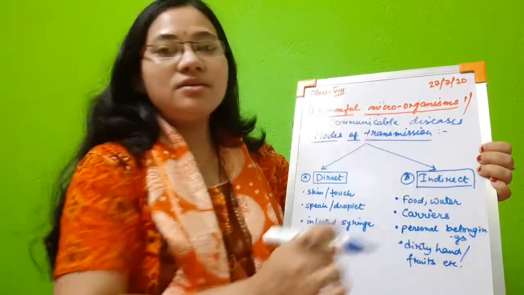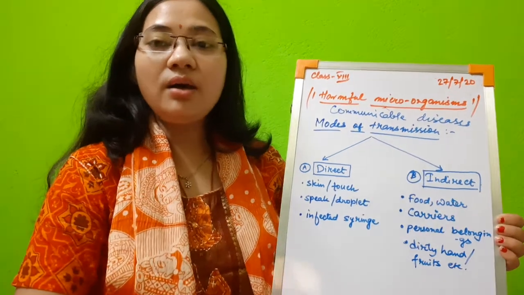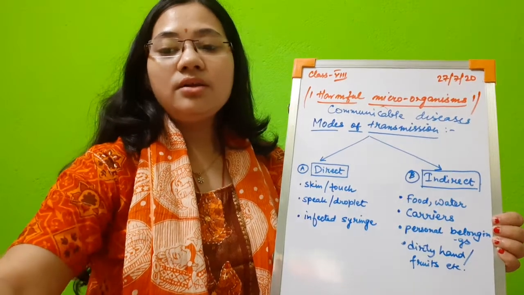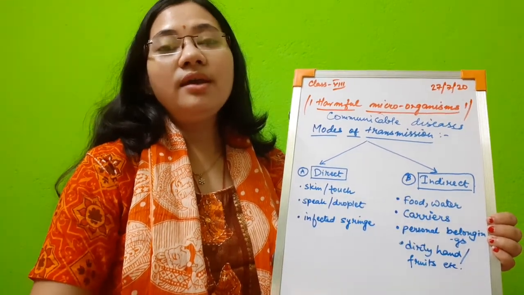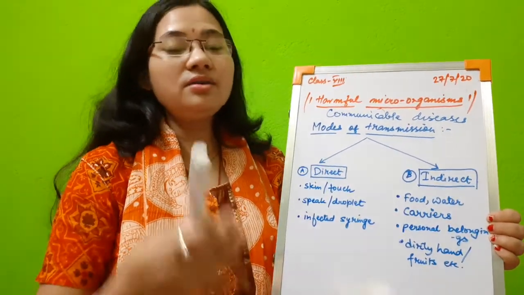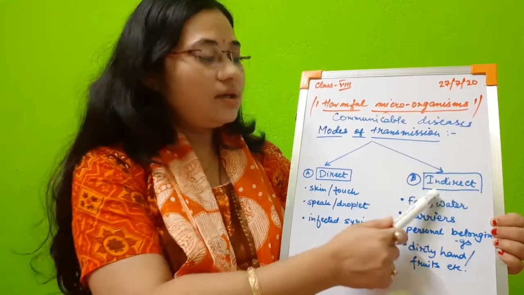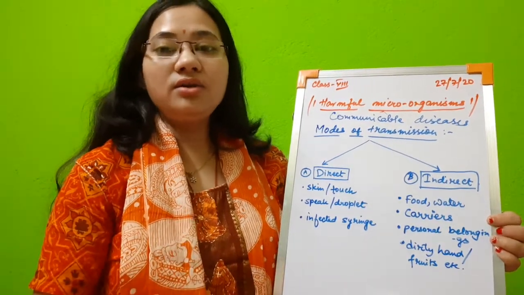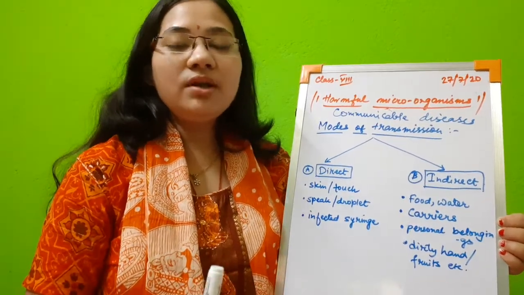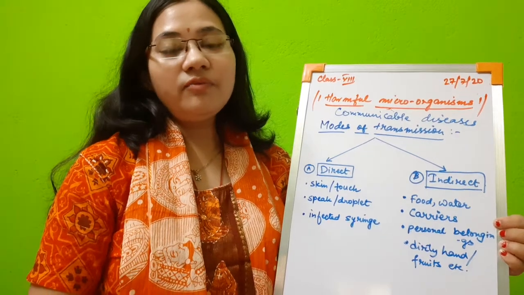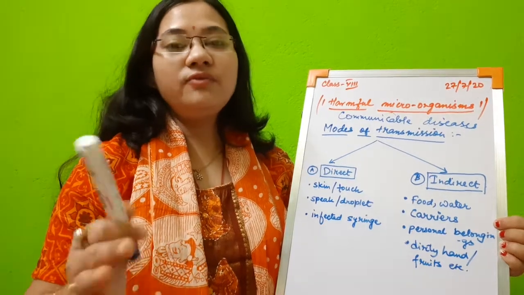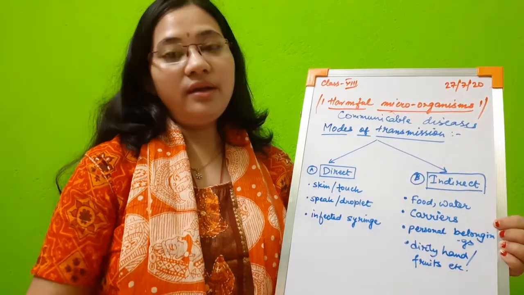So communicable diseases are such kind of diseases which are transmitted from an infected person to a healthy person. Now let us see what are the different modes by the help of which they can be transmitted. The first type of mode is direct contact with the patient, and the second type of mode is indirect contact. Let us see what are the different modes of direct contact by the help of which communicable diseases or infectious diseases are transferred from an infected person to a healthy person.